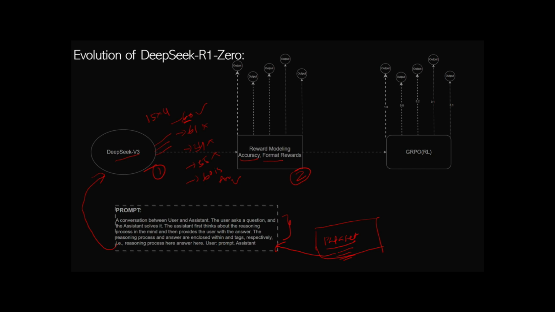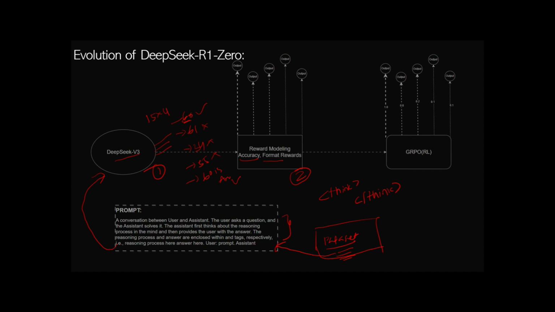And the next one is format reward. In the prompt itself, they mention that the reasoning process and answer are enclosed within tags. Basically, if the model is thinking about a particular question, then that thinking should be between the think open and close tags, and the answer should be in different tags as well. If the generated output from the DeepSeek V3 model follows that format, then that output will be rewarded as high. If it is not generated in the correct format, then the output will be rewarded as low. So these are the two reward models that will be used in DeepSeek-R1-Zero.